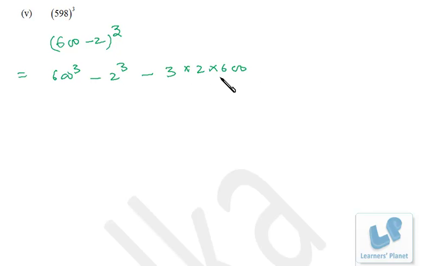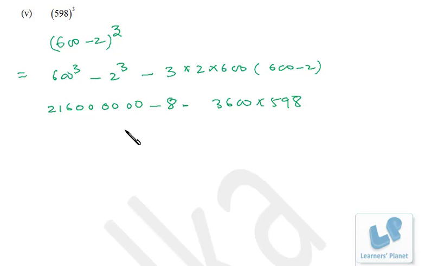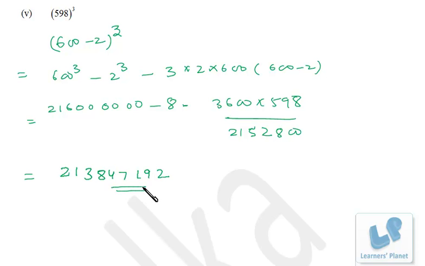Now let's try this problem. Now 598 can be written as 600 minus 2, and this is whole cube. Now a minus b whole cube is what? a cube minus b cube minus 3ab, right? 3ab into (a minus b). Now 6 cube is 216, 0, 0, 0, 0, 0, 0, minus 8, minus 6 2s are 12 into 3, 3600 into 598. Okay? So this calculation is 2152800, right? So the final solution will be 213847192, right?